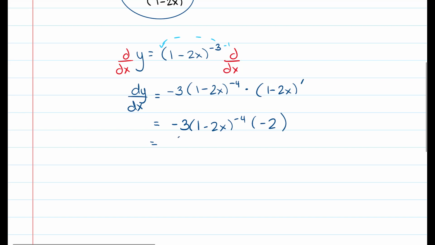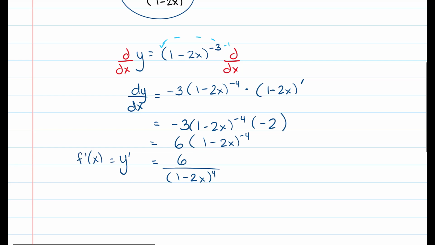So that's going to give me 6 times 1 minus 2x to the negative 4th. And if I simplify that down, I get 6 divided by 1 minus 2x to the 4th. So this is my y prime, or my f prime of x.